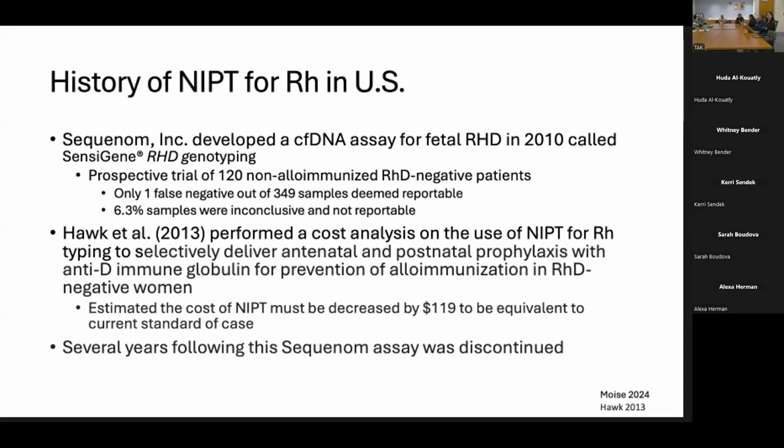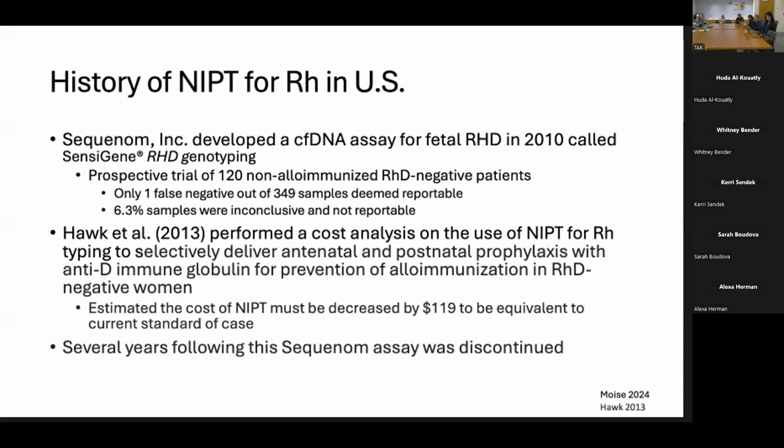So the history of NIPT for RH in the US, there was actually an assay that was developed back in 2010 that was called Sensagene RHD genotyping, and there was a prospective trial of 120 non-allo-immunized RHD negative patients. There was only one false negative out of 349 samples that were deemed reportable. 6.3% of samples were inconclusive and not reportable.